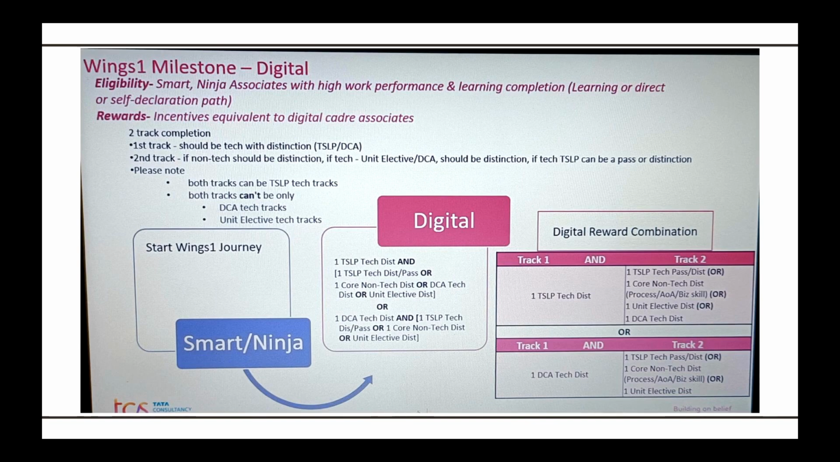Both tracks can be TSLP tracks, so you can choose based on the description. In the first track you can choose any track. Let's suppose you choose the T1 track of TSLP here; then in the second track you can also choose TSLP, any other track, say T2. By this combination also you will be able to achieve the digital cadre incentive.